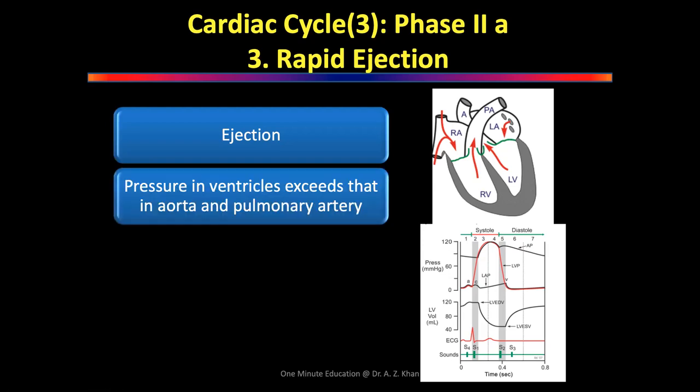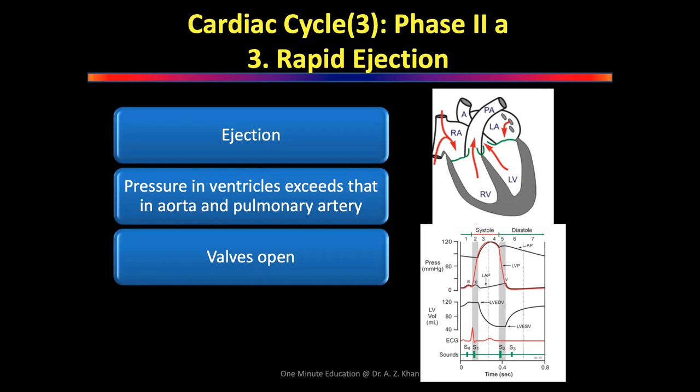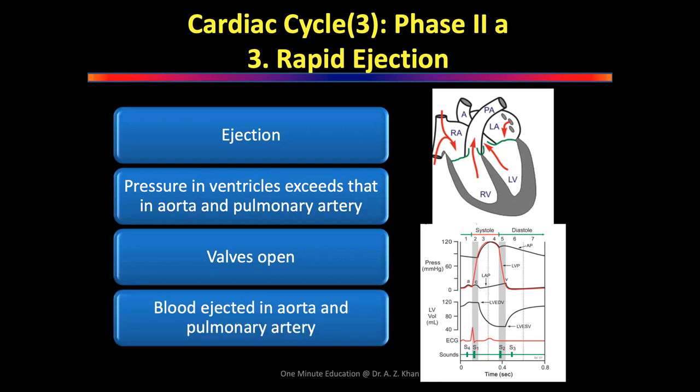Pressure in the left ventricle exceeds the pressure in the aorta and pulmonary artery. So left and right, but we are only focusing on the left. The pressure in the left ventricle exceeds the pressure in the aorta, as a result of which the valve opens. And when the valve opens, the blood gets ejected into the aorta. That's the left side. And the same thing happens on the right side. The blood gets ejected into the pulmonary artery. Okay, it's a synchronous movement on the left and right side. So did phase three become clear, everybody?